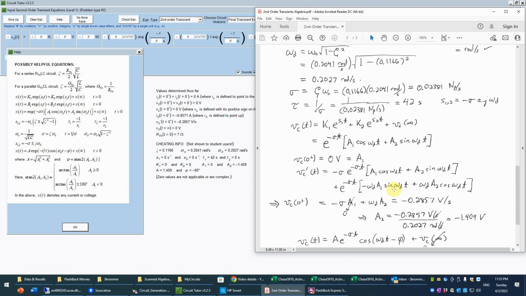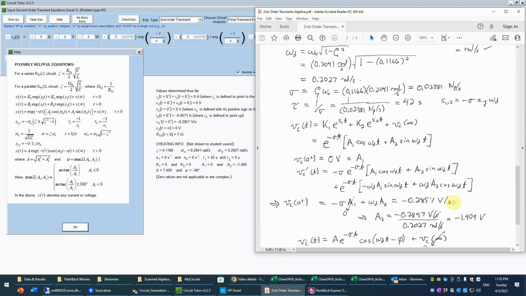From the next two terms, again, the exponential is 1 because it's e to the 0, the sine will again be 0, and the cosine will be 1. So that just leaves us with a simple omega d a2, and that is equal to the value we computed from the circuit analysis for VC prime. Remember, we got that by taking the capacitor current at that instant divided by the capacitance, and that was minus 0.2857 volts per second.